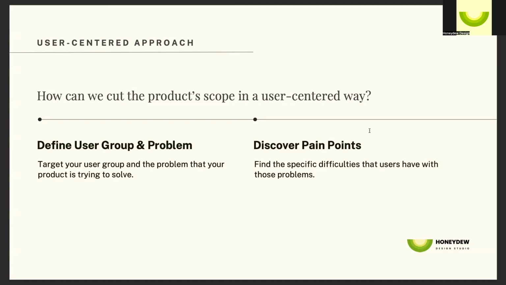And the second one is, because you already have your problem and your people, discover the pain points for them. The pain points, what we're talking about here, are the difficulties and the frustrations that the user will feel about their problems. What stops them and what makes this problem a problem? So discovering pain points is the second step.